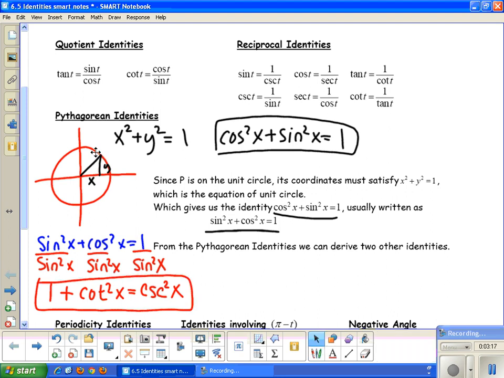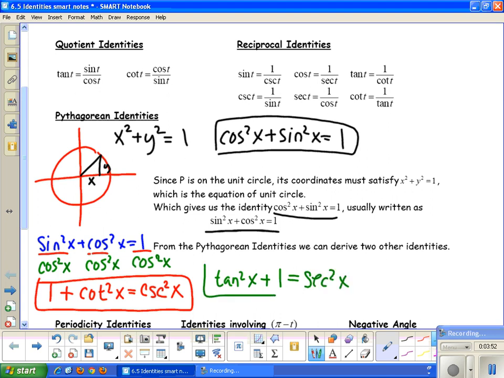Now I can get another Pythagorean identity if instead of dividing by the sine squared, let's say we divide by cosine squared x. So if I divide by cosine squared x, sine squared over cosine squared would be tangent squared x, plus cosine squared x over cosine squared x is 1, equals 1 over cosine squared x, which would be equal to the secant squared x. This is the other Pythagorean identity. So there are 3 of those that you need to know.